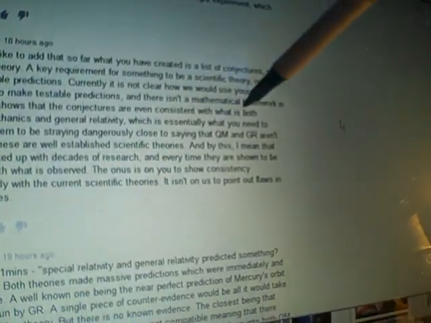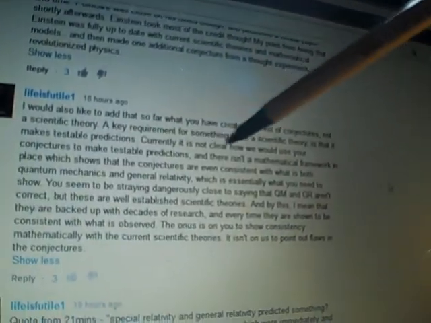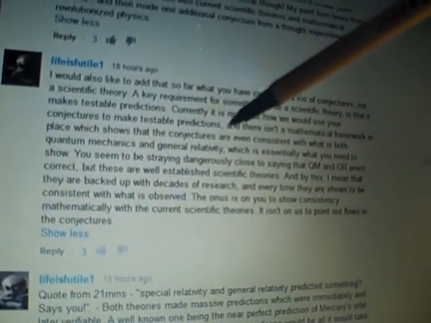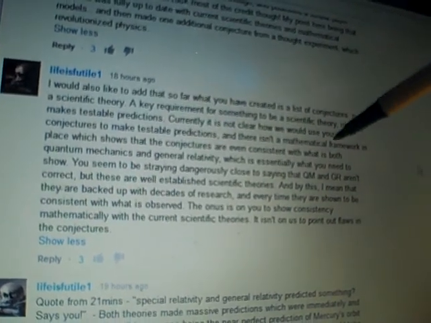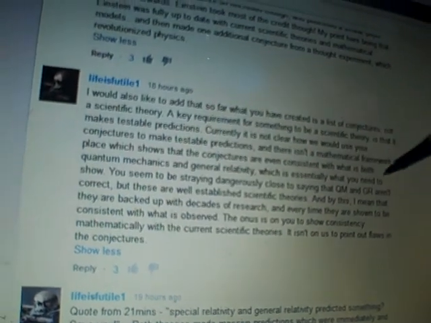Are even consistent with both quantum mechanics and with general relativity. What? And there isn't a mathematical framework in place which shows that the conjectures are even consistent with both quantum mechanics and general relativity, which is essentially what you need to show. Well, again, you can't even show how quantum mechanics and general relativity are compatible with each other, and you're forcing me to be compatible with both.